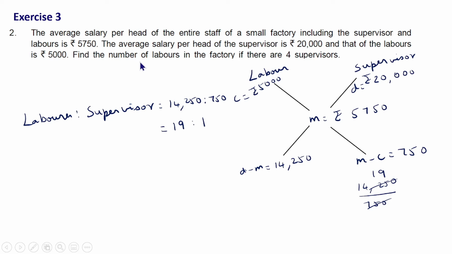Here it is given the number of supervisors is 4. Therefore the number of laborers will be 19 into 4. So the number of laborers is equal to 19 into 4, which is equal to 76. So we have to find the ratio of laborers to supervisor using the rule of alligation. We can find it easily and after finding the ratio we can find the answer.